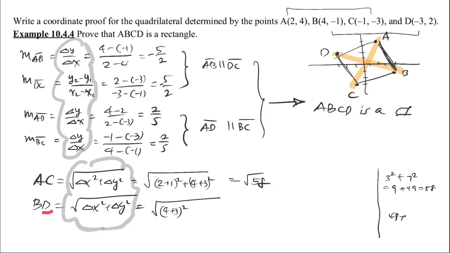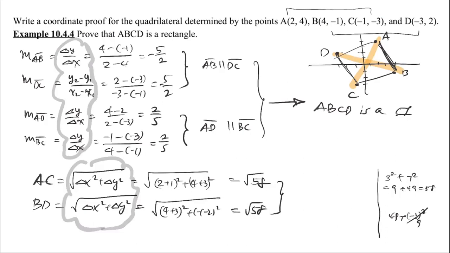BD, right? Y values are here and here. So that would be -1 minus 2, isn't it? -1 minus 2 squared, that's -3 squared, which is 9. They add up to 58, root 58.